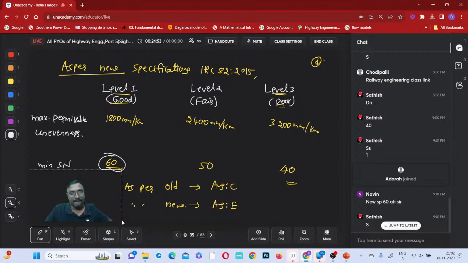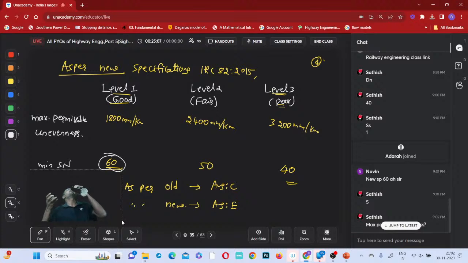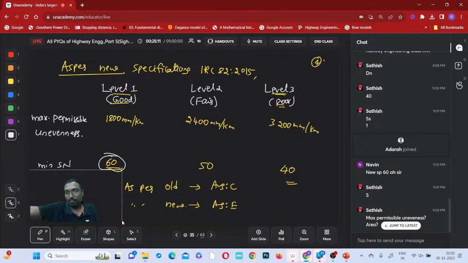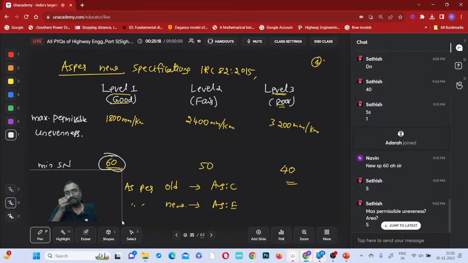Note and tell me. Unevenness, roughness, is the cumulative rise and fall per unit length. Sum of the rises and falls divided by which one? This is the length of this one. Yes or no?